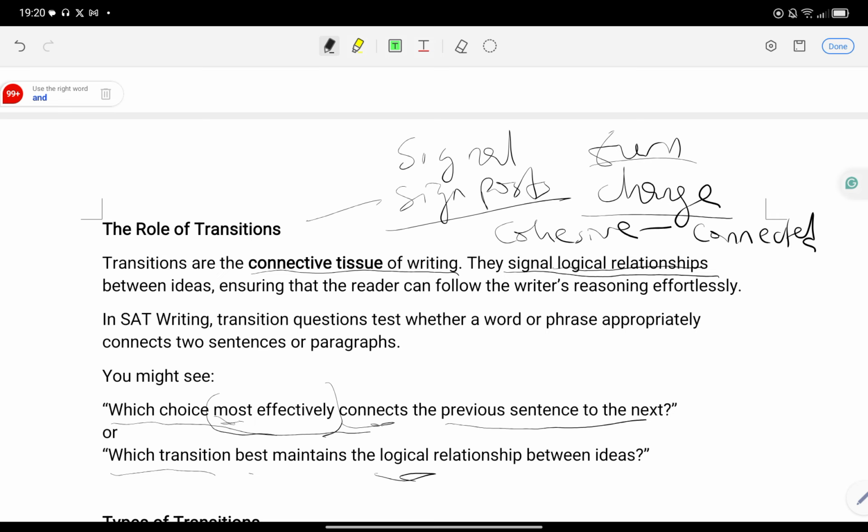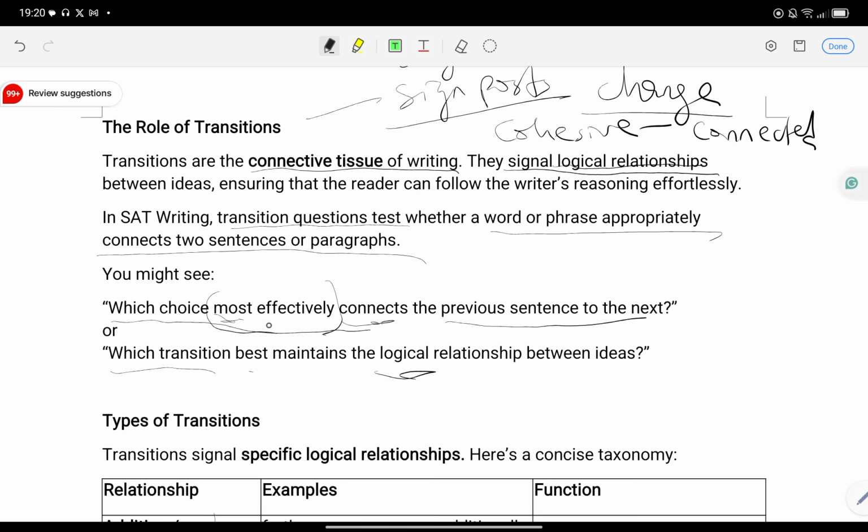In the SAT test, transition questions test whether a word or phrase appropriately connects to sentences or paragraphs. You might see a question like, which choice most effectively connects the previous sentence to the next? Or which transition best maintains the logical relationship between the ideas?